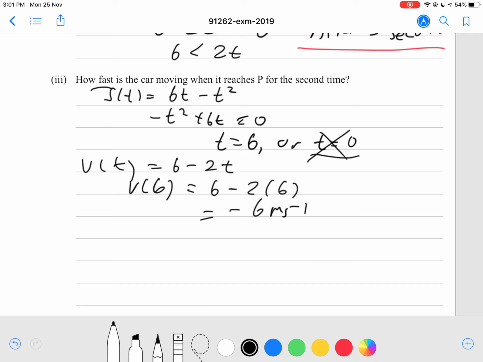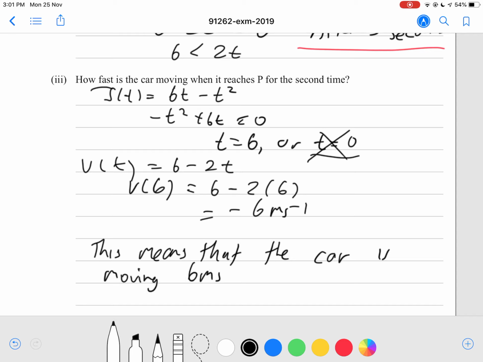So we're going to write this as a statement to finish off. So we're going to say, this means that the car is moving 6 meters per second in the opposite direction it was initially moving in.